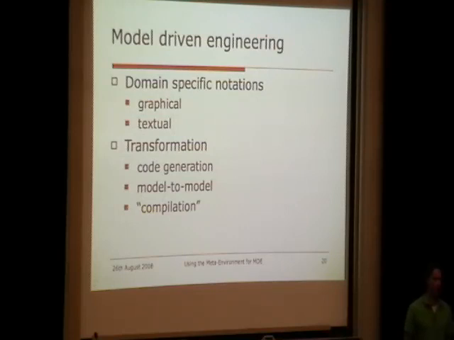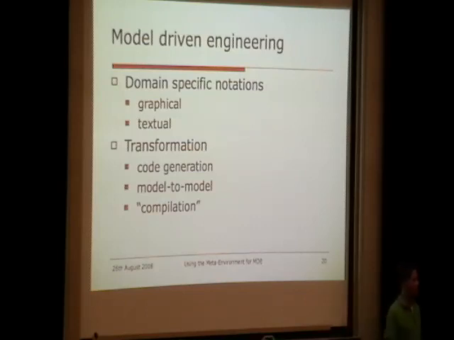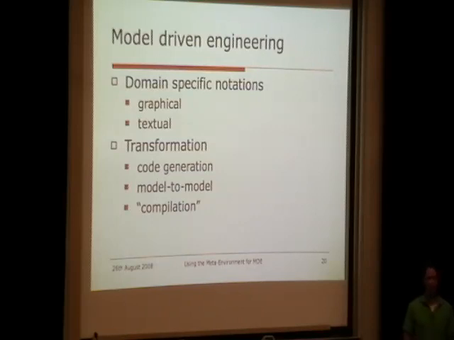If you look at the literature, there seem to be some basic notions in model-driven engineering. One of them is domain-specific notations. They can be graphical or textual, and the fact that they are domain-specific means that you can better represent your problem domain and be more productive, have better quality code, or have better communication with stakeholders, and so on. The second thing in model-driven engineering that receives a lot of attention is transformation. For instance, code generation or model-to-model transformation and even basic compilation are subjects that are now getting increasing attention.